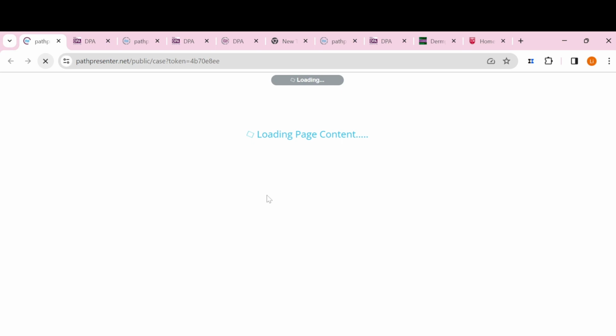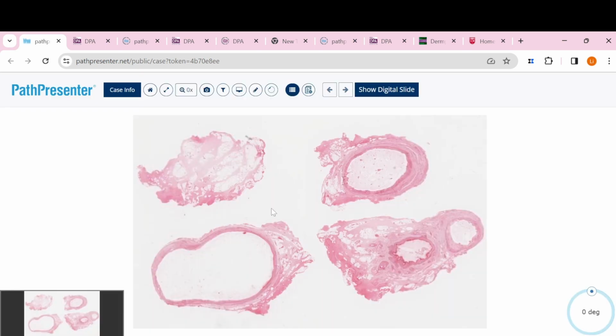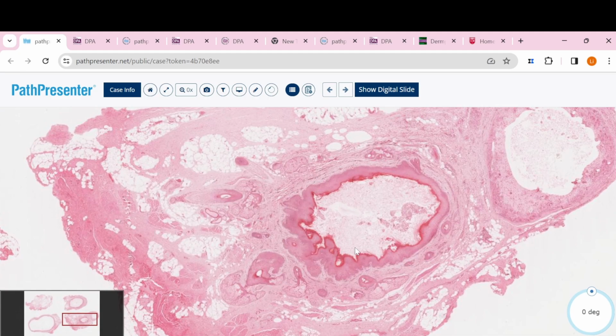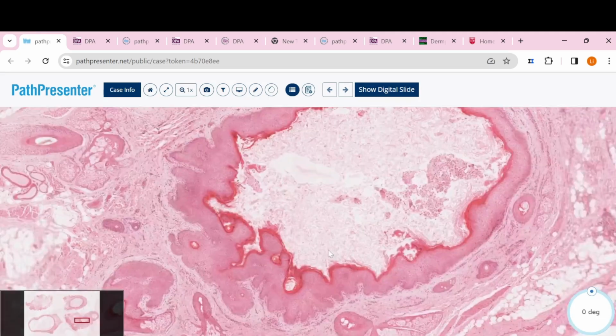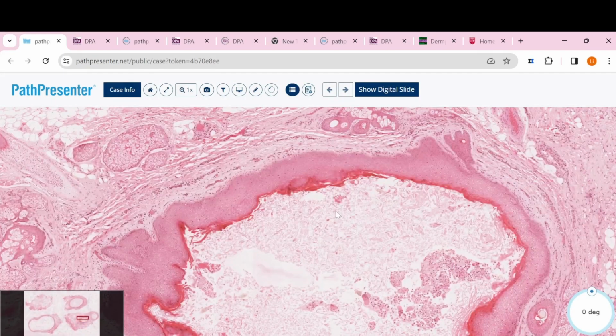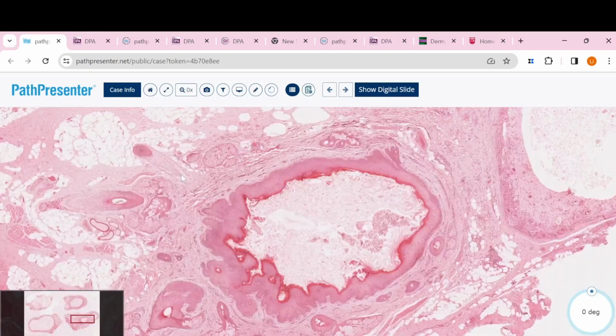And then I think this one is a dermoid cyst. We already know the difference between epidermal cyst and dermoid cyst: we have this annexal structure, like hair follicle, maybe sebaceous gland. So this is a dermoid cyst. And then I think dermoid cysts usually happen in the face, around the eye.